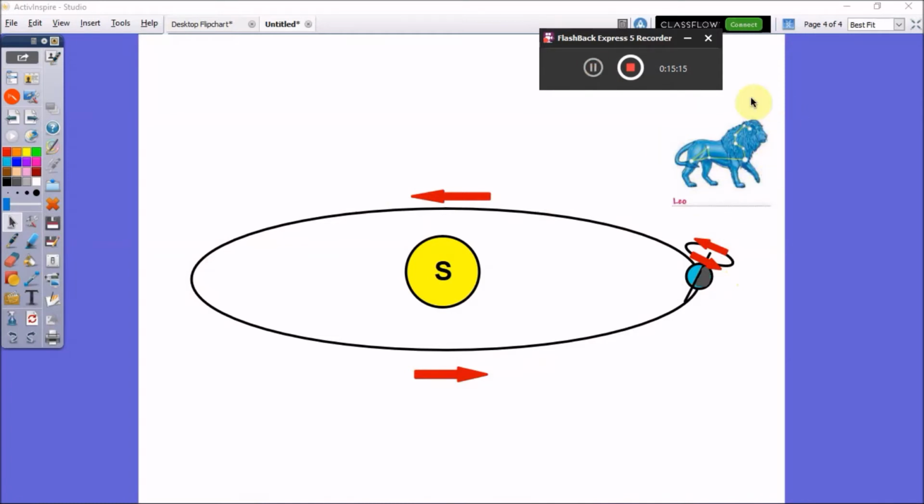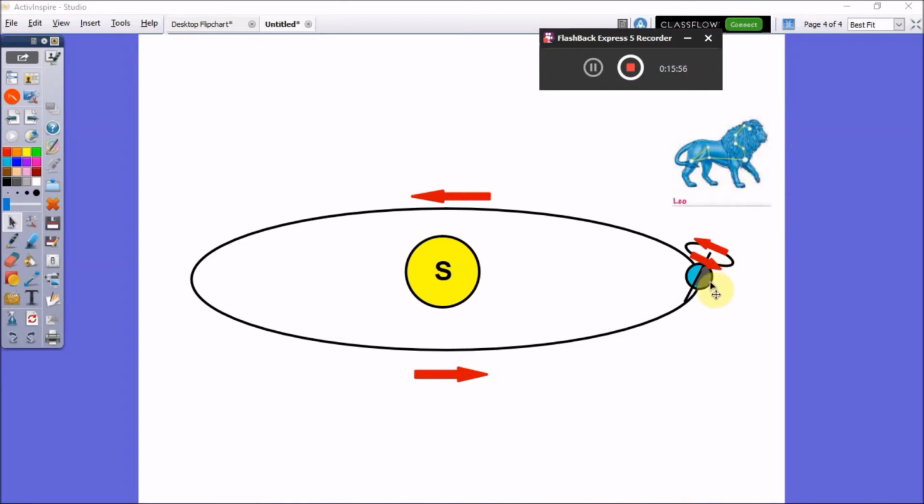So if we look at the constellation Leo here, let's say we're experiencing nighttime. So we're on this side of the Earth. Over here would be our eastern sky at night, and over here would be the western sky at night. So during this moment, with the Earth in this position around the sun, we would see this constellation at night in the eastern sky, right?